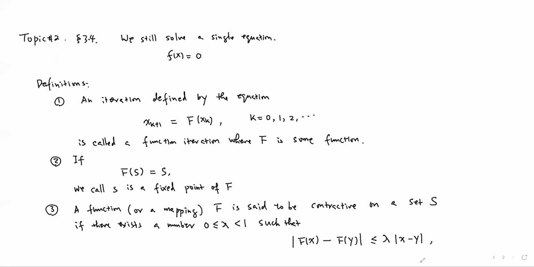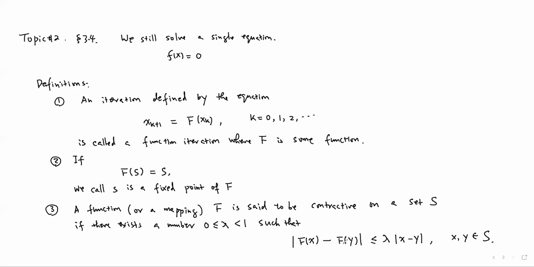What are x and y? X and y are arbitrary points in S, any points in S. For any x and y from S, we have this inequality. Then we say that function f is contractive on the set S. Mathematics definition is most important. Always refer to the definition. The definition clearly explains the concepts.